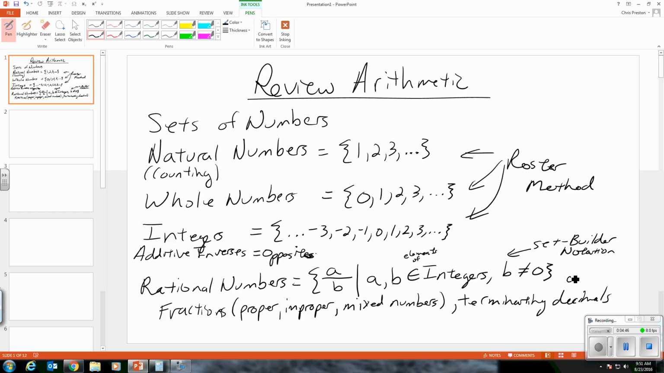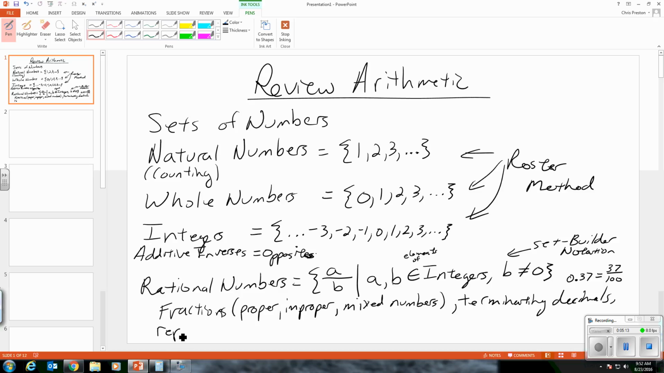So if you have 0.037, this is read 37 thousandths. That's because you can write this as 37 over 1000. So any decimal that stops, you just put it over what that place value name is, and you can write it as a fraction.